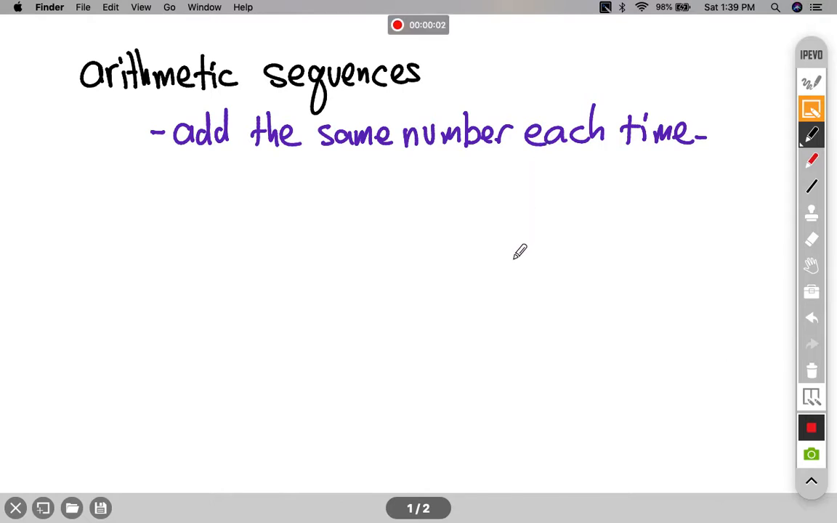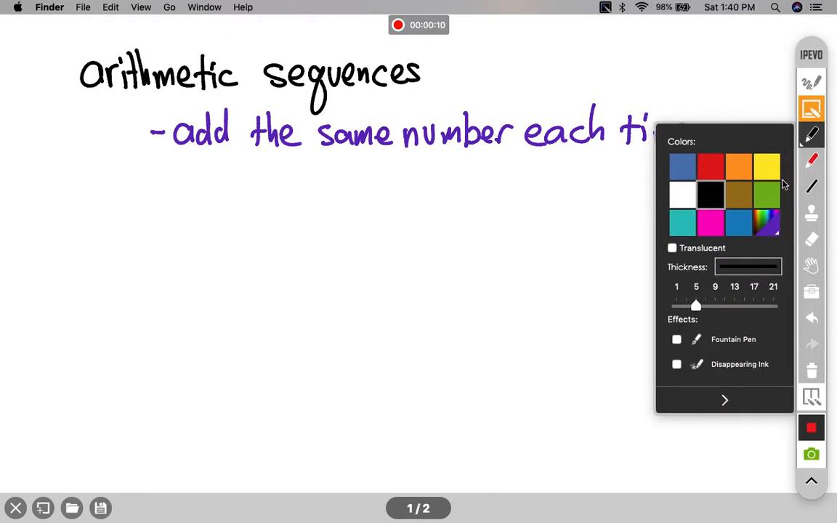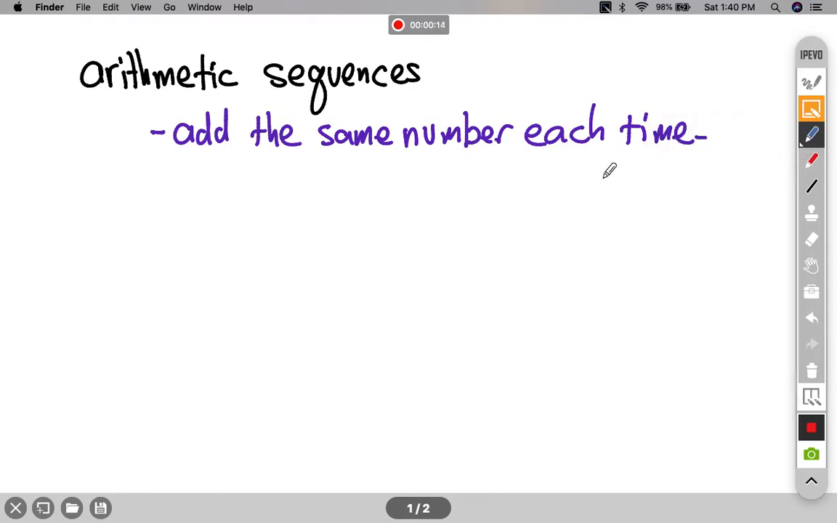In this video, we are going to review some of the things about arithmetic sequences. A reminder, an arithmetic sequence is a sequence of numbers which, to find the next number, we are always adding the same number each time. So for example, if I gave you the sequence 4, 10, 16, 22, 28, that goes on forever.